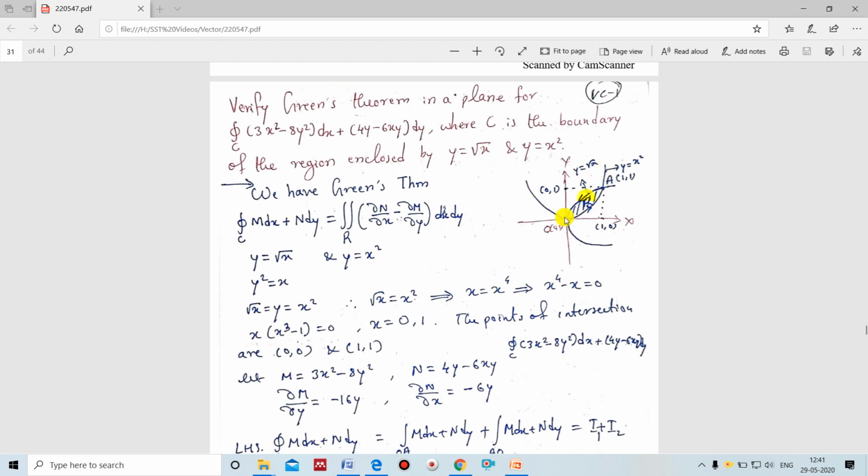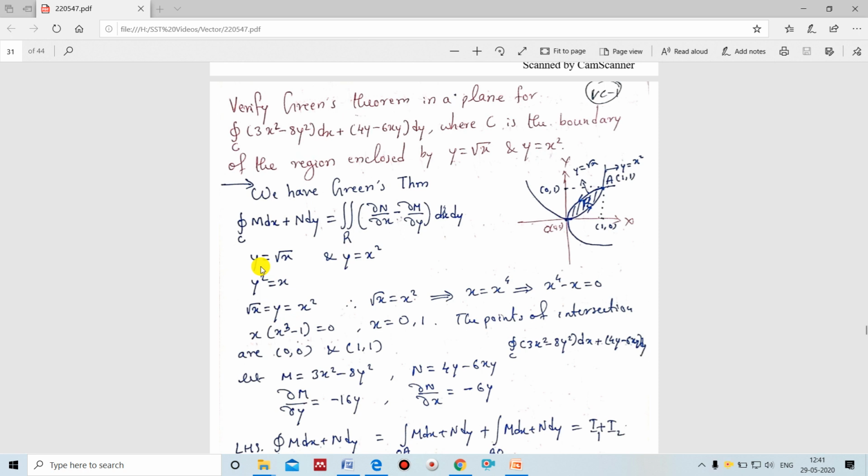Then find the intersection point by comparing these two equations. Already you know from the first semester how to find the region, so you know how to find the point.